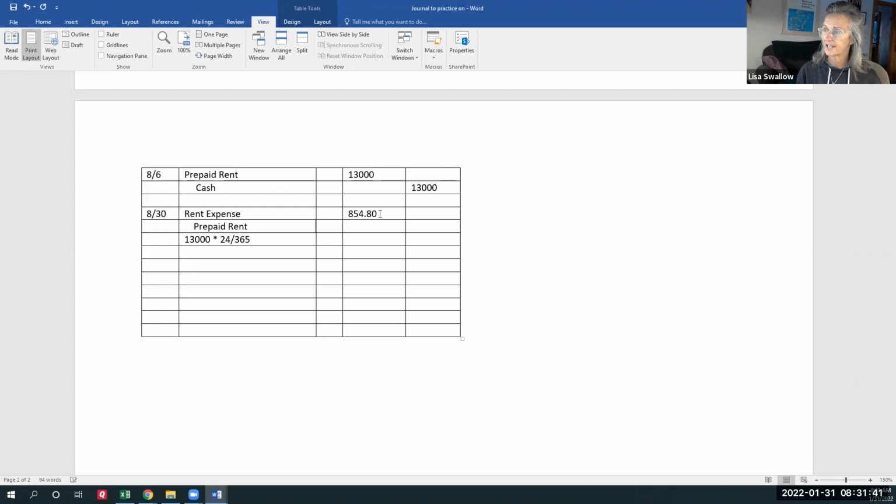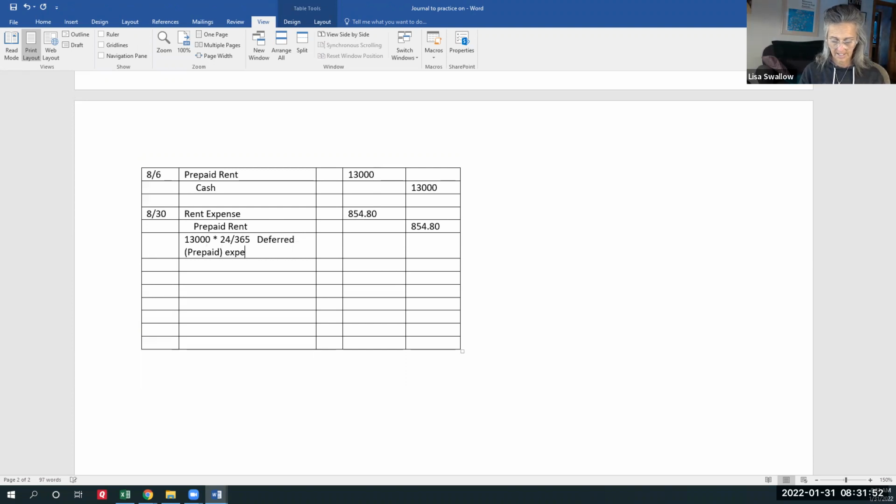I don't have that asset anymore, and it's moving on to the balance sheet. And this is, of course, a type of deferred or prepaid expense. Then we go one more month, and this time the rest of the life of it, I can just take 1/12, right? Because for 1 month. So that's $1,083.33. And that was 13,000. Oops.